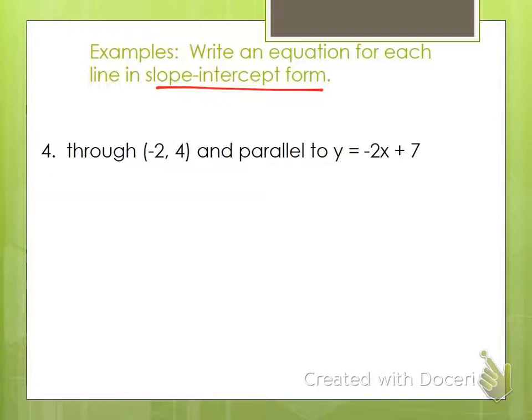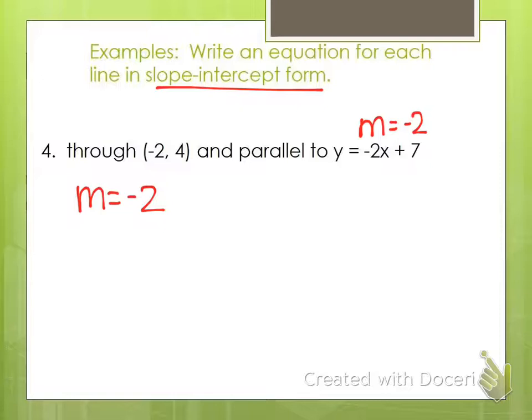So we're given a point, and we are given another line. So it's parallel to y equals negative 2x plus 7. What is the slope? Alexis, what is the slope of this line here? What's our m in this line? Negative 2. Our slope here is negative 2. And if we want a line that's parallel to it, we want to use the exact same slope. So we are also going to have a slope of negative 2. The exact same slope.